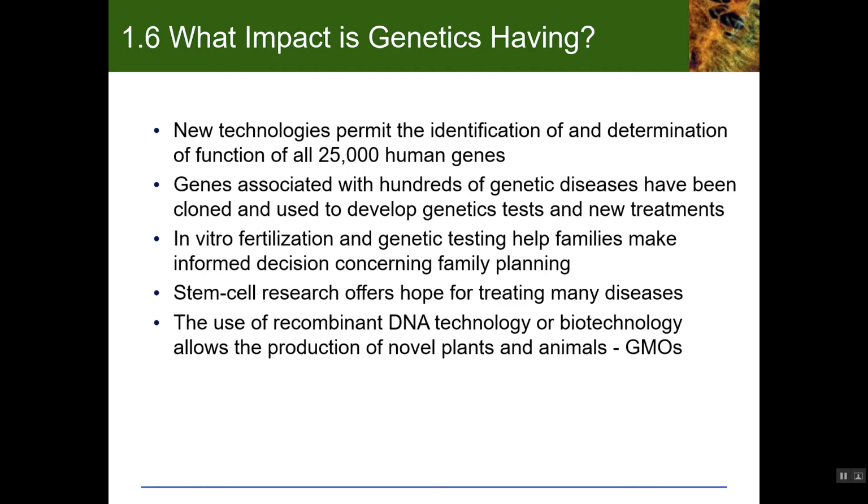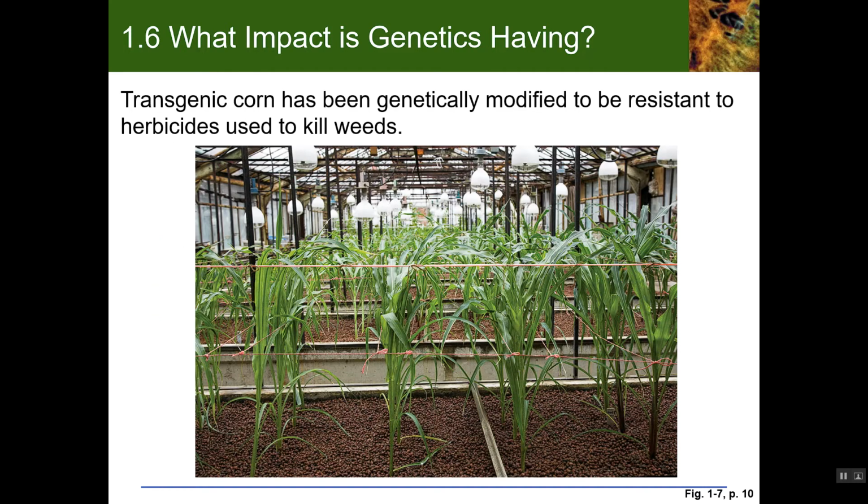Stem cell research offers hope for treating many diseases, and the use of recombinant DNA technology, or biotechnology, allows the production of novel plants and animals, genetically modified organisms. So here you see transgenic corn, which has been genetically modified to be resistant to herbicides, which are used to kill weeds. So the plant is resistant to the herbicide, but the weeds obviously are not, so they die off, and you have a nice clean crop of transgenic corn.